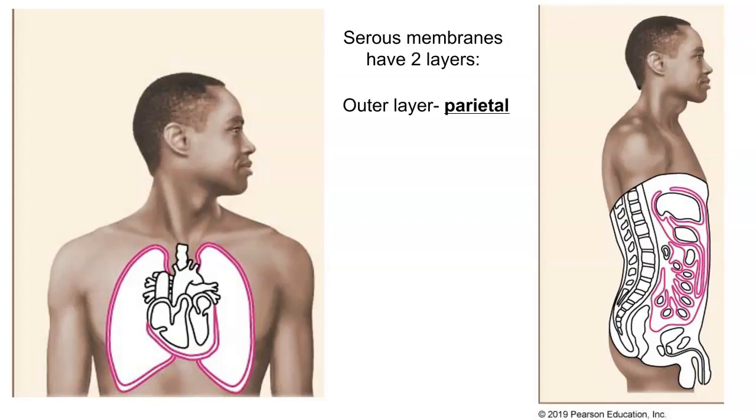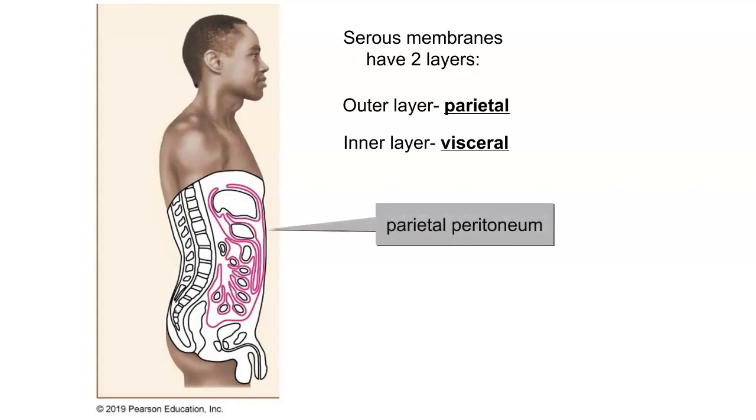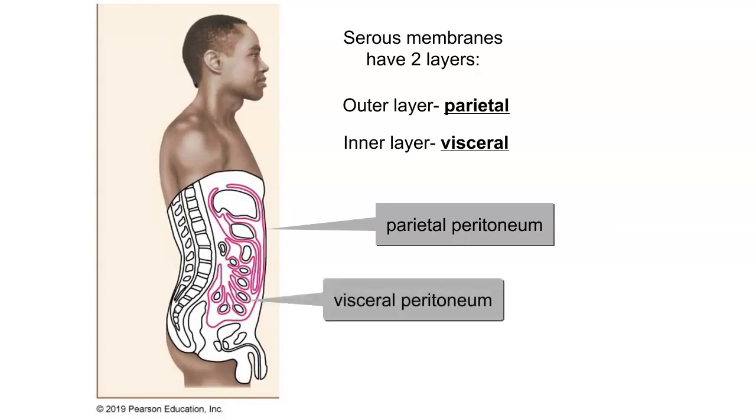The outer layer is called the parietal layer. Parietal, coming from the word cave, it is always lining the cavity. And then the inner layer is known as the visceral layer. Visceral, coming from the word viscera, organ. The visceral layer is always contacting or coating the actual organ. So taking a look at the peritoneum in particular, the outer layer is known as the parietal peritoneum. And then the inner layer that's actually coating the organ, that's known as the visceral peritoneum.